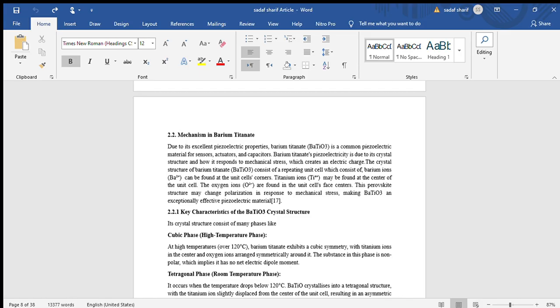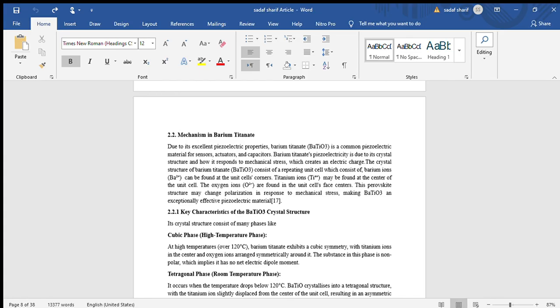The structure of barium titanate consists of repeating unit cells, which consist of barium ions found at the unit cell corners. Titanium ions may be at the center of the unit cell. The last one is the oxygen ion. They are found at the unit cell face centers. The perovskite structure may change polarization in response to mechanical stress and makes barium titanate an exceptionally effective piezoelectric material.